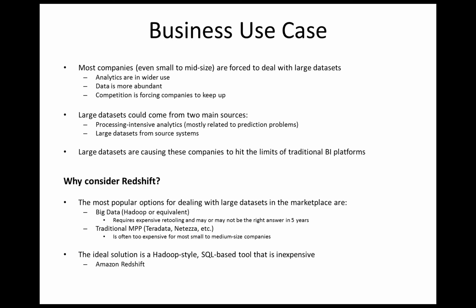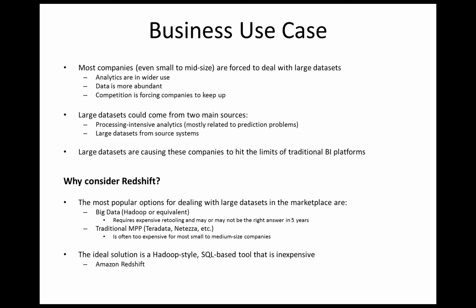And the reason for this: analytics are in wider use, data is becoming more abundant, and competition is forcing companies to keep up. And the sources for large data sets come from two primary ones. The first one is processing-intensive analytics. So this is mostly related to prediction problems, taking data from the past year or 2 years and projecting what will happen over the next 1, 5, or 10 years. And the second, the obvious source, is source systems that have large data sets, such as weblogs.